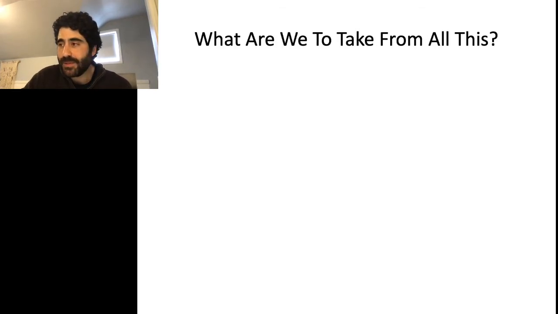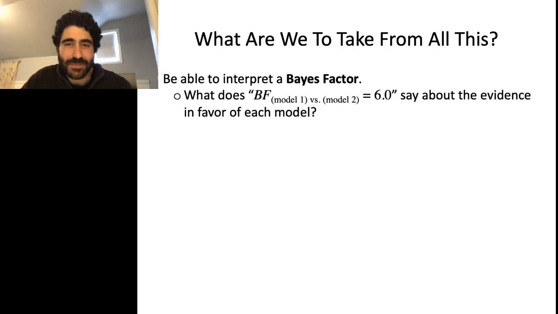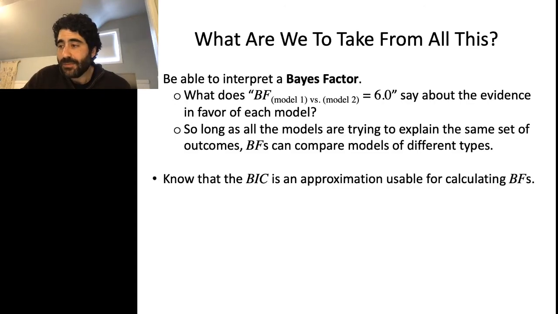Okay, so to sum up the Bayesian stats part of the class, today we talked about Bayes factors, right? Think about what a Bayes factor means, what a Bayes factor of 6 would mean, for example. We can use these Bayes factors to compare models. We can compare a model to the null, but we can also compare different interesting models to each other. We can approximate these Bayes factors using BIC.